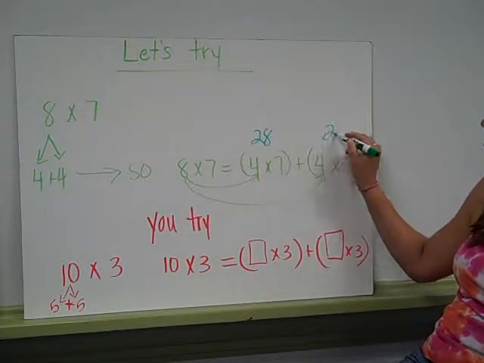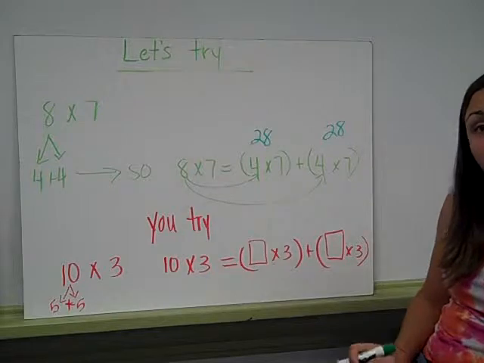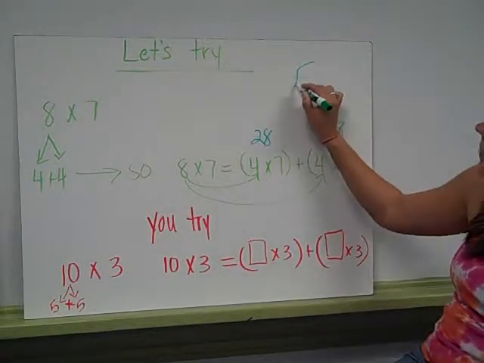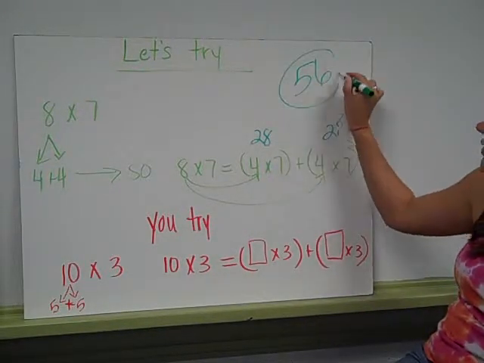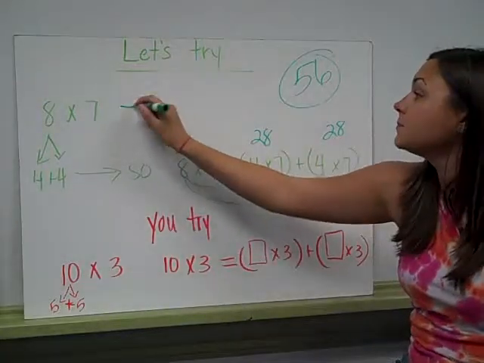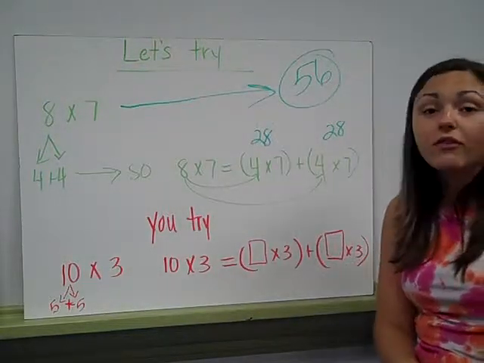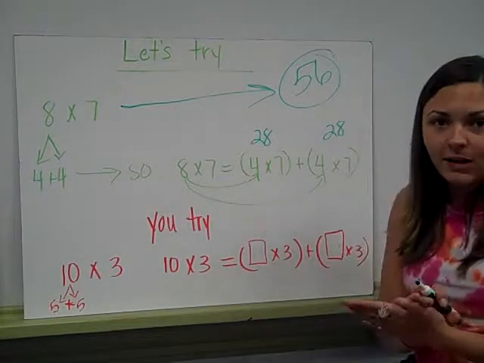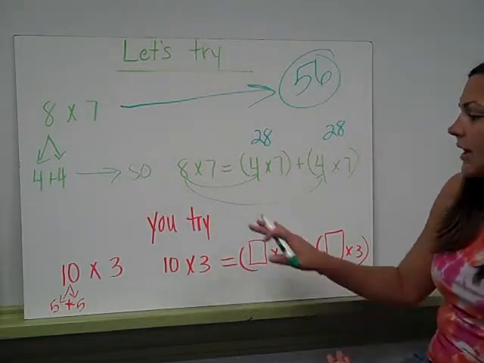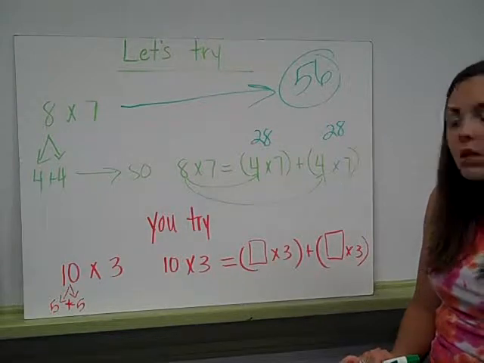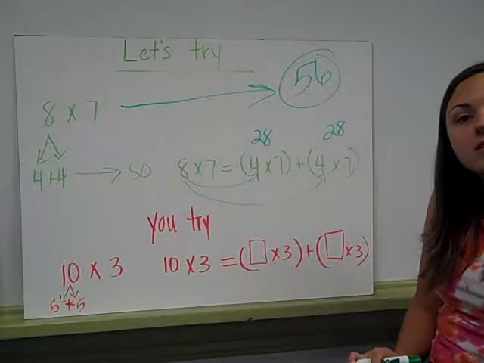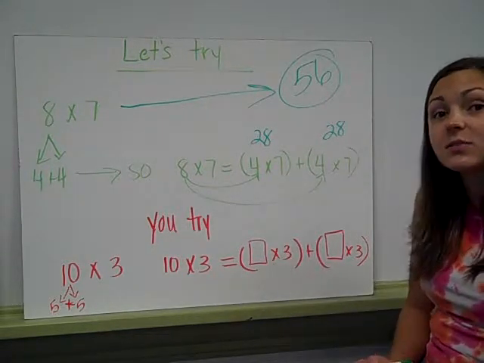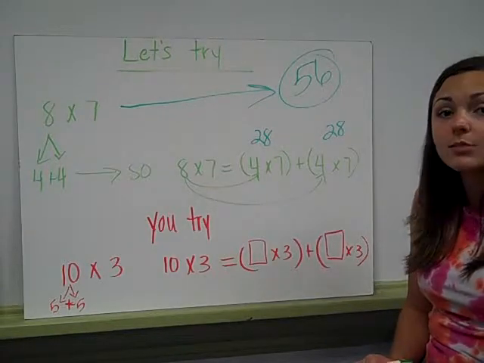4 times 7 is 28. Now I would add up 28 plus 28, which would give me 56. If you don't know this large multiplication fact, use the distributive property to break it apart and add it back together. Now you try this one at home, and then come to class tomorrow prepared to discuss this problem and practice some distributive property problems. Thank you.